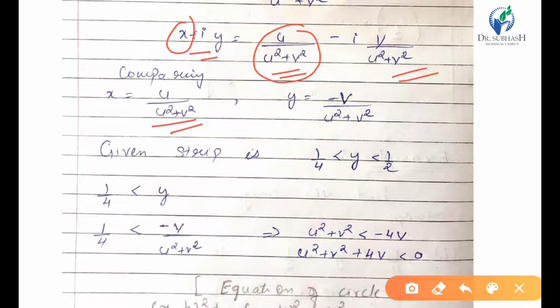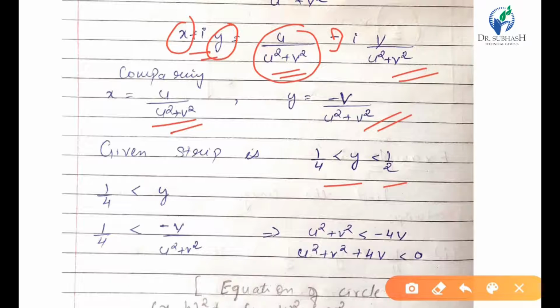We will compare the imaginary part. Imaginary part means the coefficient of i. Here it is y, and on the right side it is minus v upon (u square plus v square), that will be equal to y. Now our given strip is 1 upon 4 less than y less than 1 upon 2. This strip is given to us in our question. We have to convert this into W-plane.